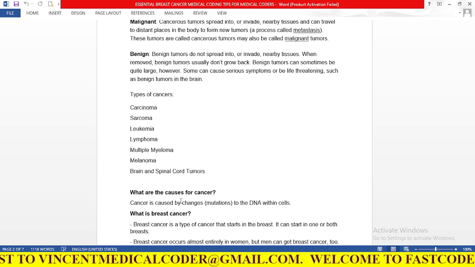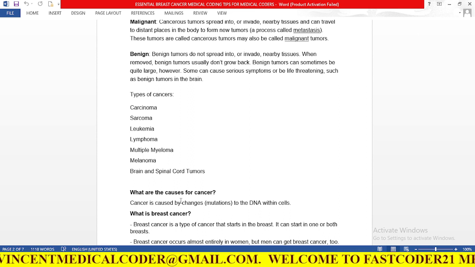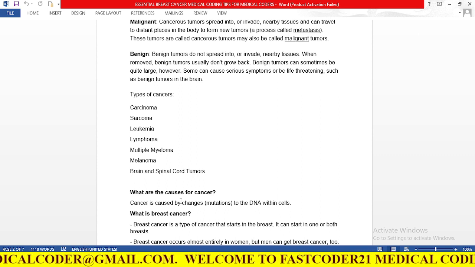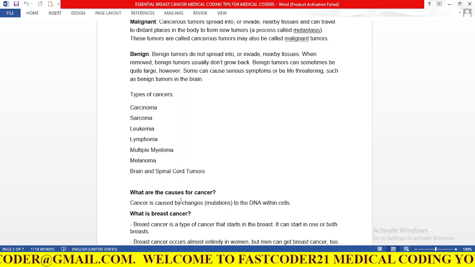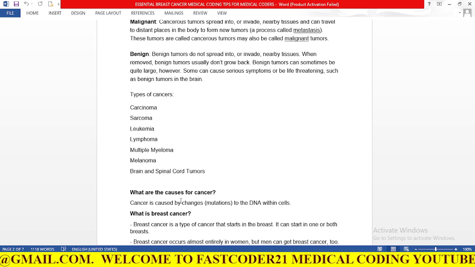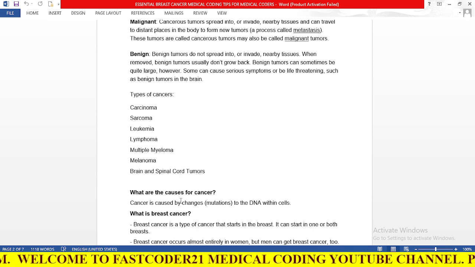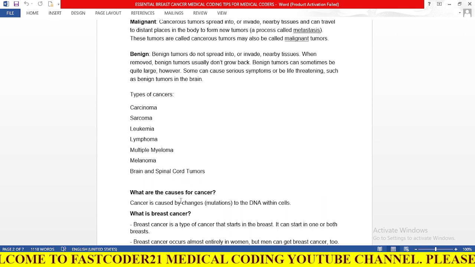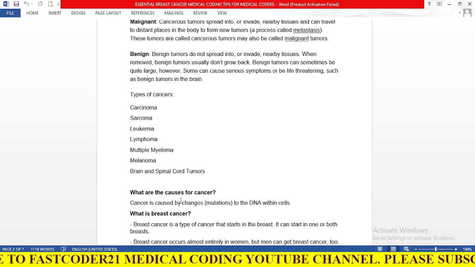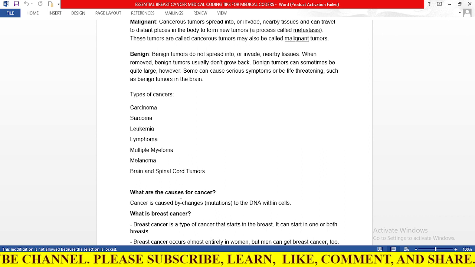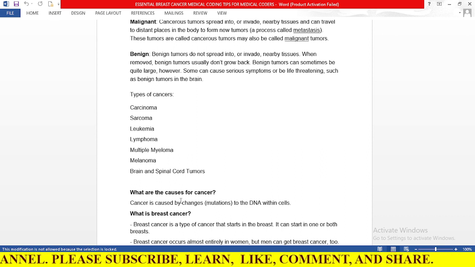Benign tumors can sometimes be quite large, and some can cause serious symptoms or be life-threatening, such as benign tumors in the brain. Not all benign tumors are dangerous, but if you have a benign tumor in the brain, it might be an emergency condition to treat. Now we can see a few types of cancers.